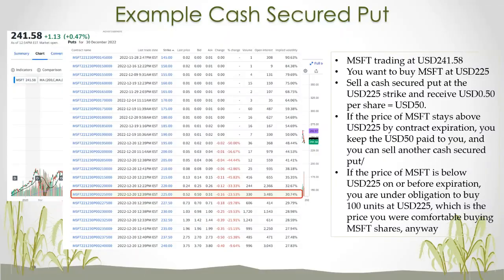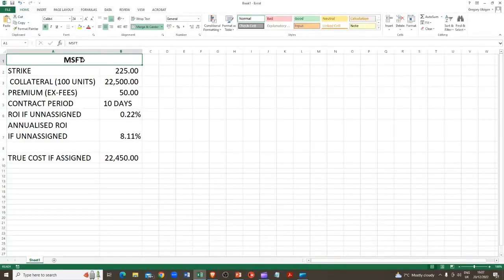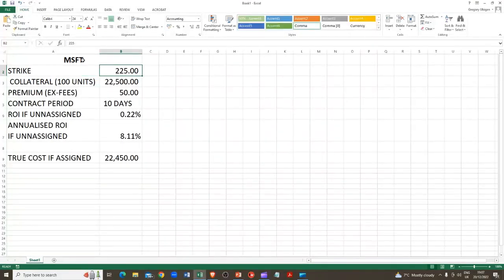I hope that makes sense. In the example we've looked at, we talked about a strike price on Microsoft for a cash secured put at $225, which means for 100 units, you will require a collateral of $22,500. That is, if you get assigned, you have to pay $22,500 to buy 100 units of Microsoft at $225.